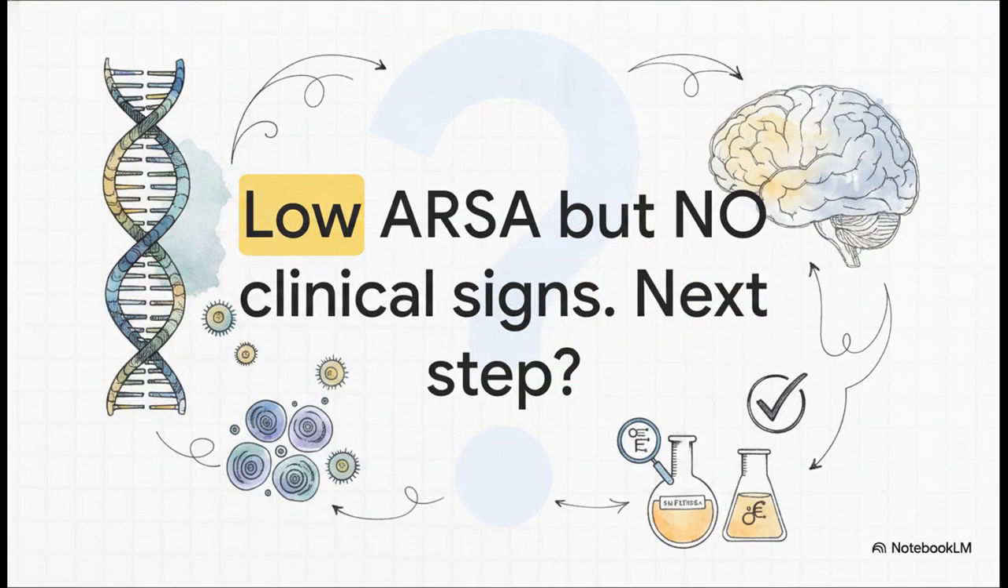Question 2. You see low arylsulfatase A activity on an enzyme assay, but there is no clinical or radiological evidence of disease. What's the best next step? You've absolutely got to confirm with urinary sulfatides or genetic testing to rule out a pseudodeficiency allele. Never ever diagnose based on the lab number alone if the patient looks completely fine.